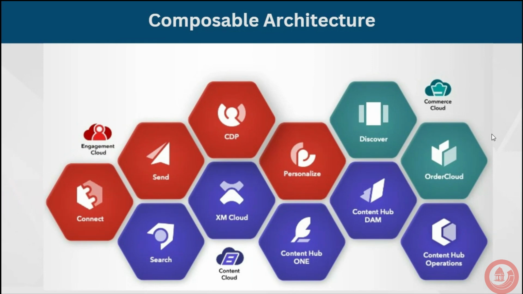Each product here has its own unique capabilities and they can interact with each other via APIs. So it will give me a low cost of ownership. Let's say in case I do not want the engagement cloud or the commerce cloud, I will only have to pay for XM Cloud or the content hub. So that makes it more flexible than our traditional XP instance.